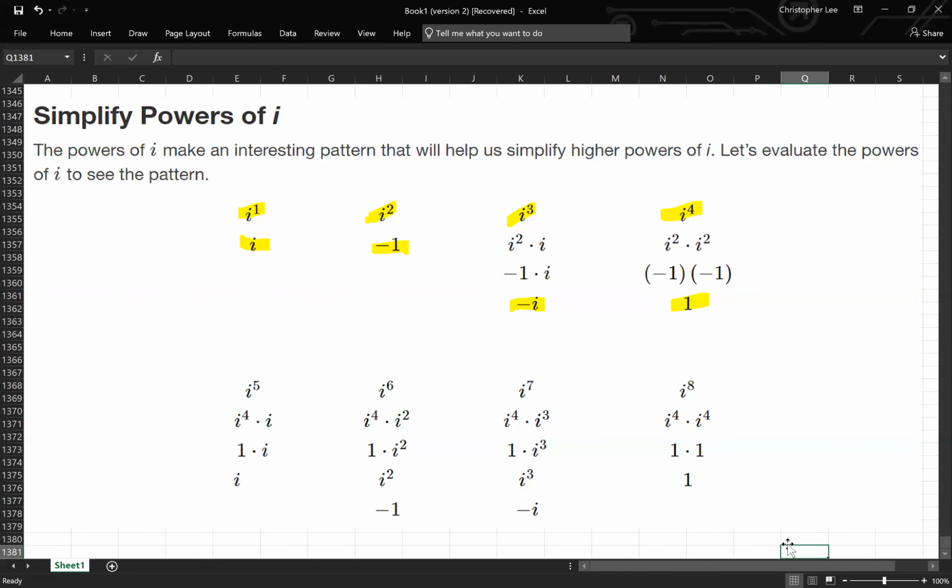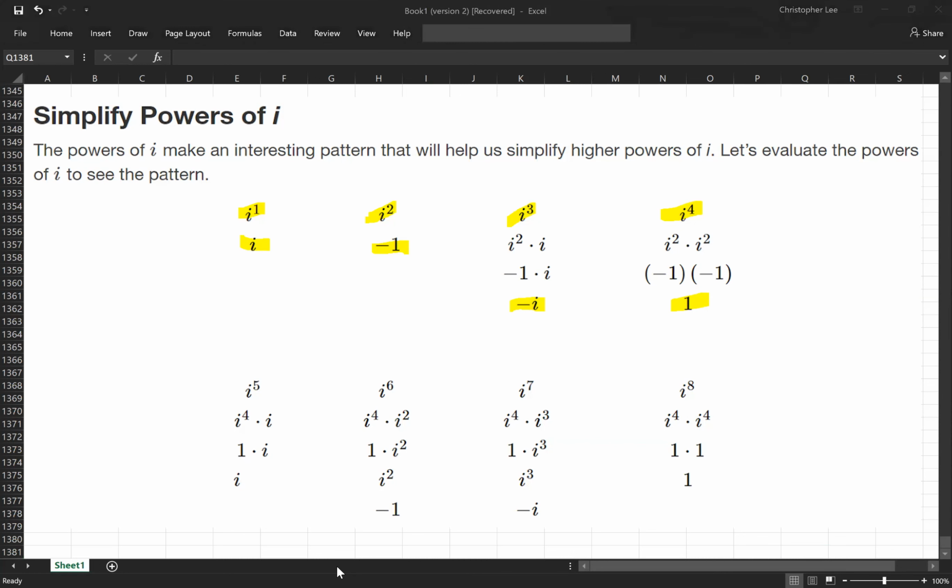So i to the first power, we know is just i. i squared is equal to -1. i to the third power becomes i squared times i, or -1 times i, which is -i. i to the fourth power is i squared times i squared, which is -1 times -1, or +1. Now look at this. When we go up to higher powers, this pattern repeats. i to the fifth power is i, i to the sixth power is -1, i to the seventh power is -i, and i to the eighth is 1. The pattern constantly repeats in 4s. That's what I want you all to see.